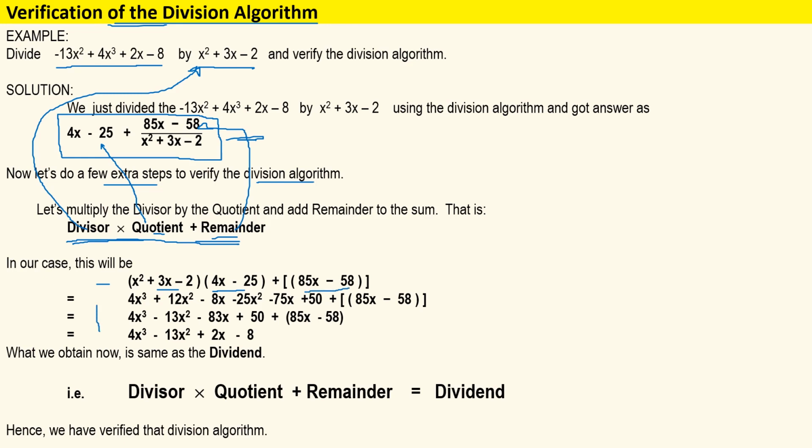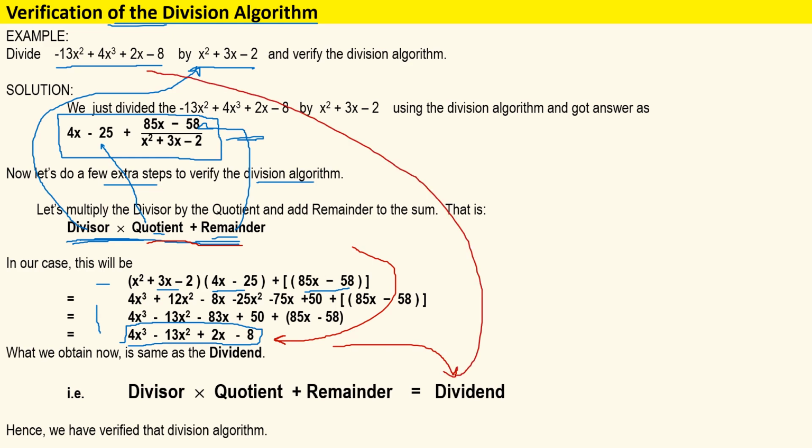And once we simplify it, we get this to be equal to 4x cubed minus 13x squared plus 2x minus 8. That is, when we did the divisor multiplied by the quotient and then added the remainder, we got in our example 4x cubed minus 13x squared plus 2x minus 8, which indeed is equal to the dividend, because we were given the dividend to be equal to minus 13x squared plus 4x cubed plus 2x minus 8. So we did see here that when the divisor is multiplied by the quotient and then the remainder is added, we get the dividend, and hence we have verified the division algorithm as well.